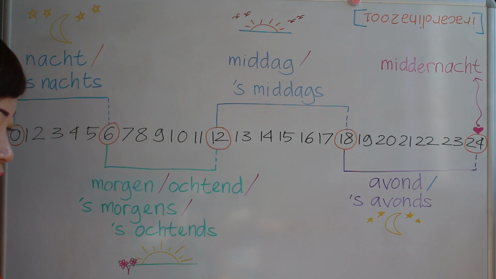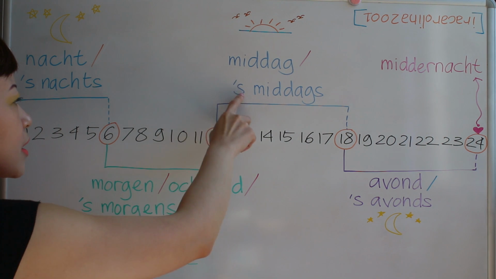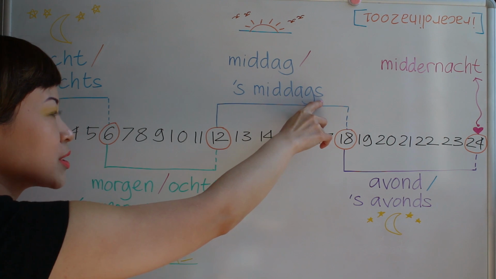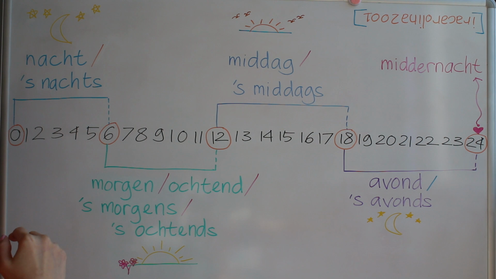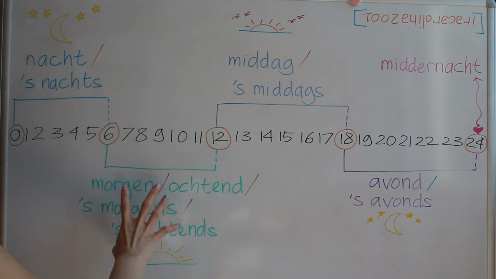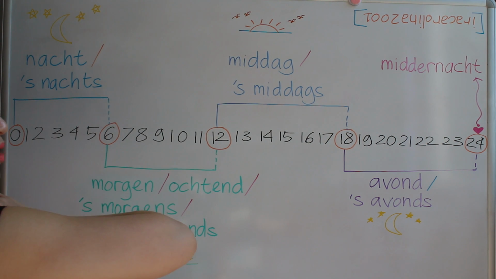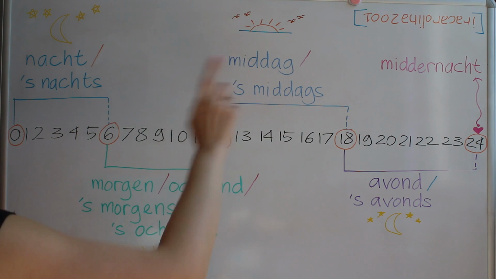If you want to say in the afternoon, same, apostrophe S, space, and don't forget the S at the end of the word. 's middags, in the afternoon. So in Netherlands, we don't have mid of the day. We just go from morgen, morning, to afternoon. Middag, in the afternoon, 's middags.